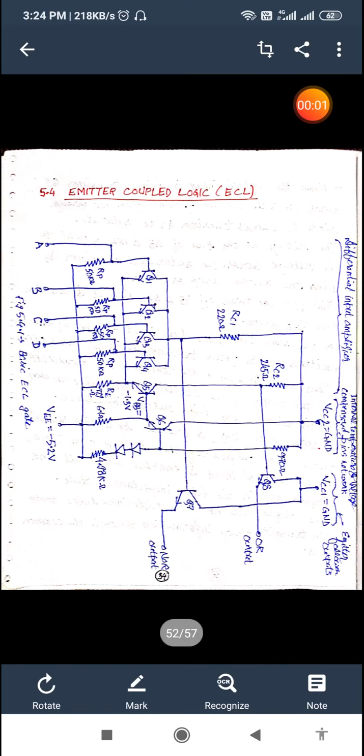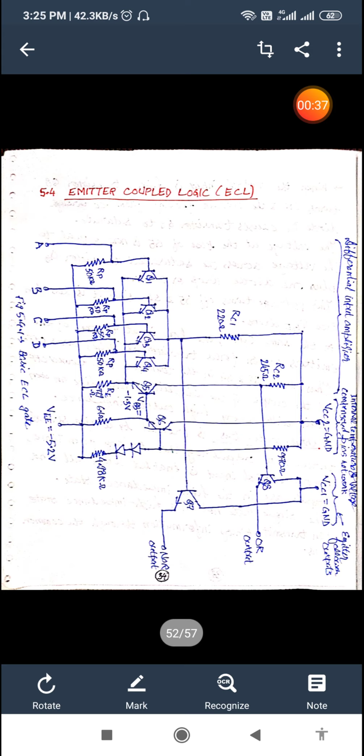Hello students, now I am going to discuss a very important member of the digital logic families, that is the emitter coupled logic, ECL. Before discussing anything, let us see the construction of the basic ECL gate as shown in the figure. First of all, let us see the introduction of this ECL.